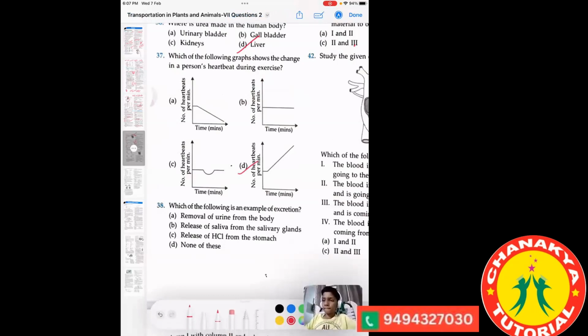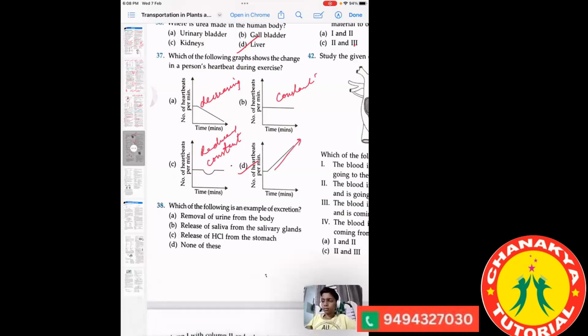The person's heartbeat is increasing during the exercise time. In the first one, the heartbeat is decreasing. The second one is constant. The third one is again a kind of constant; in between it was reduced, and then it became constant again. And the last one has increased continuously. We know very well that during exercise the heartbeat will be increasing. So the correct answer is D.